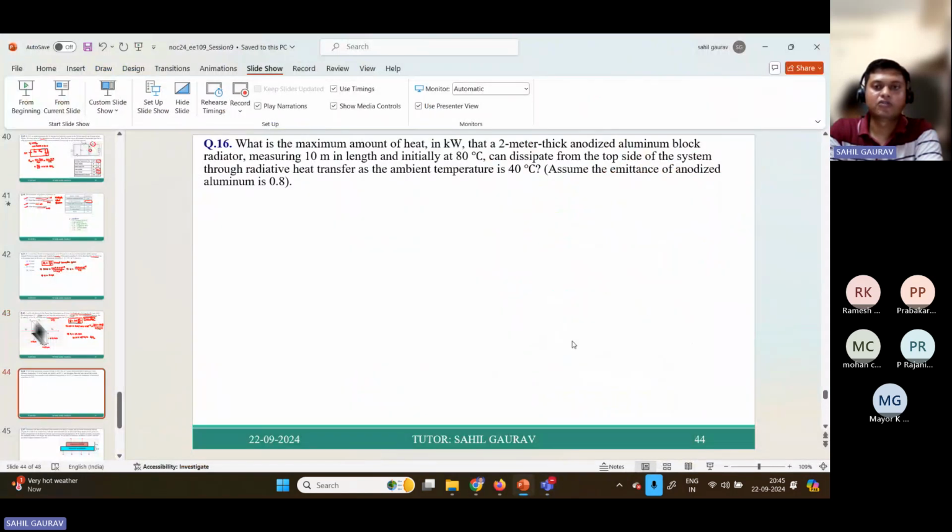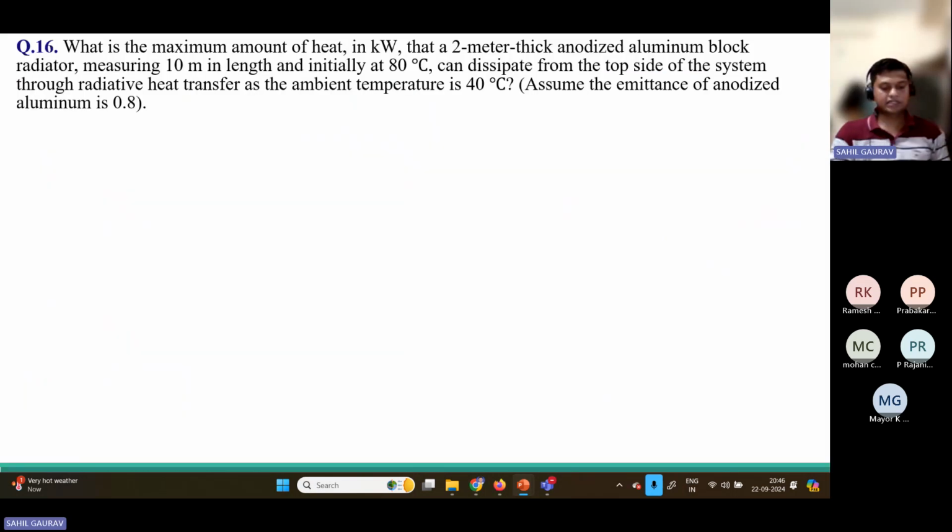What is the maximum amount of heat in kilowatt that a 2-meter thick anodized aluminum block radiator measuring 10 meter in length and initially 80 degrees Celsius can dissipate from the top side system through radiative transfer to 40 degrees Celsius? So this problem is from the radiation. And for the radiation, we have to use the expression that has been discussed. You can use some other expression also, but whatever has been discussed in the class, we are going to use that equation.